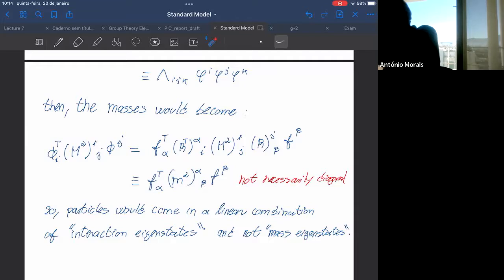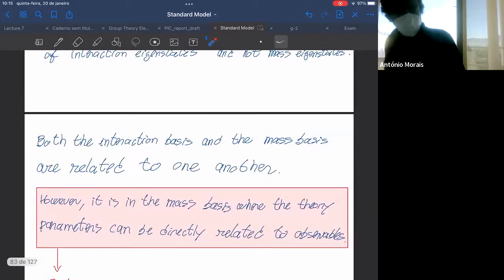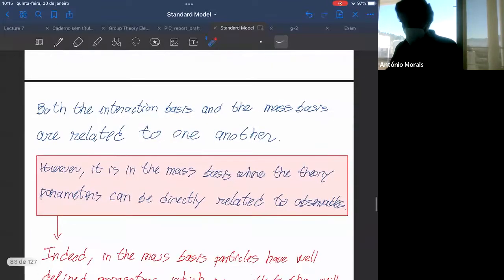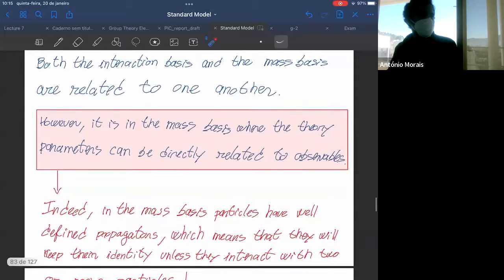But of course, we are not crazy enough, and we will prefer the mass basis. Right. So, one of the conclusions that we take from here is that both the interaction and the mass basis are related to one another. But this is a bit what was discussed. Things in the mass basis.